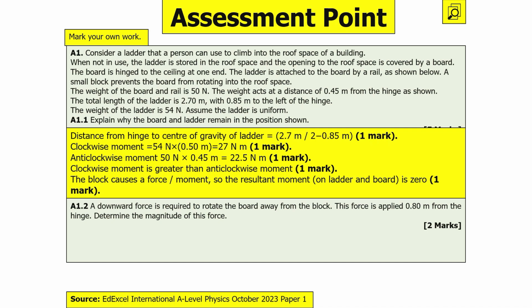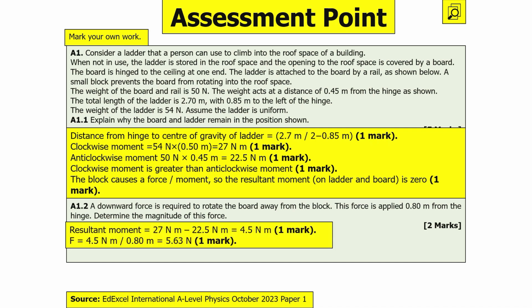So our resultant moment on the board, on the ladder, is not 0, explaining why it won't stay in that same position. Now we know that the resultant moment must be 27 newton meters minus 22.5 newton meters, which is 4.5 newton meters. We know that force is equal to the resultant moment over the distance away from the center of mass, or the rotation point. So therefore it's 5.63 newtons.